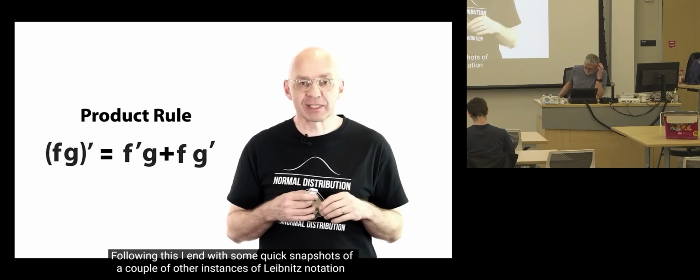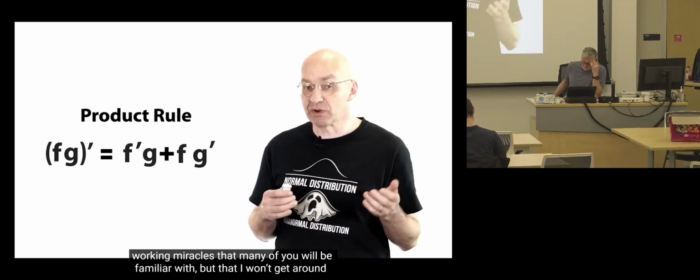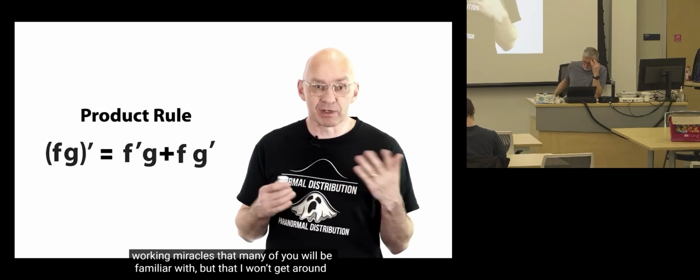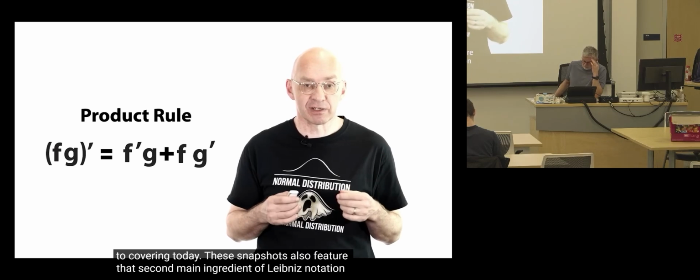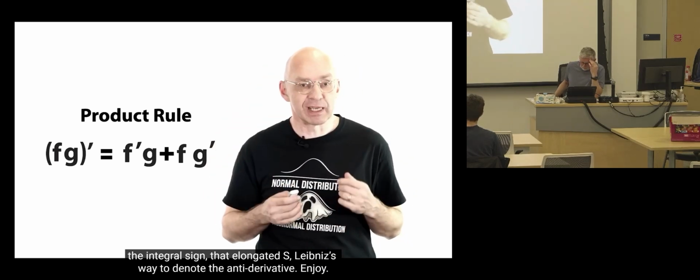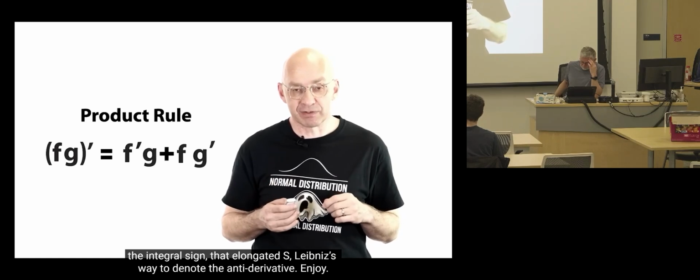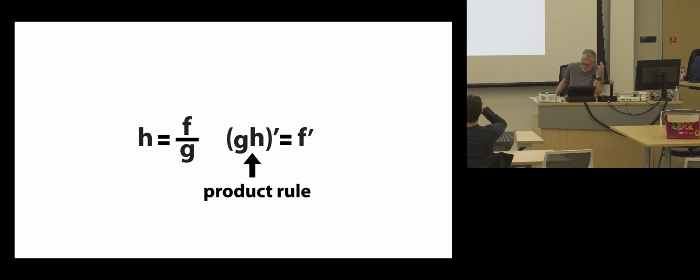All the other rules of differential calculus and the derivatives of our atom functions just for you. Following this, I'll end with some quick snapshots of a couple of other instances of Leibniz notation working miracles that many of you will be familiar with, but that I won't get around to covering today. These snapshots also feature the second main ingredient of Leibniz notation, the integral sign, that elongated S, Leibniz's way to denote the antiderivative. Enjoy. This is the one you guys do in your homework, okay? So just reminding you.